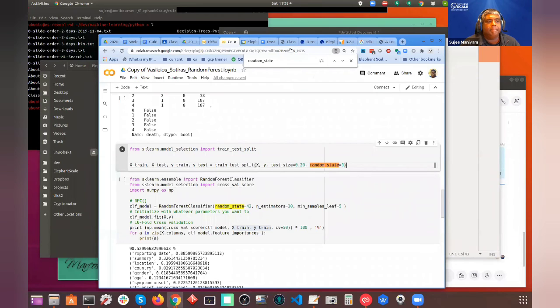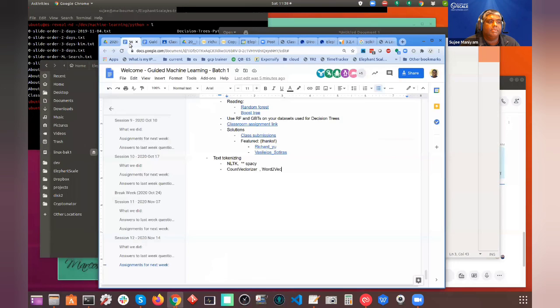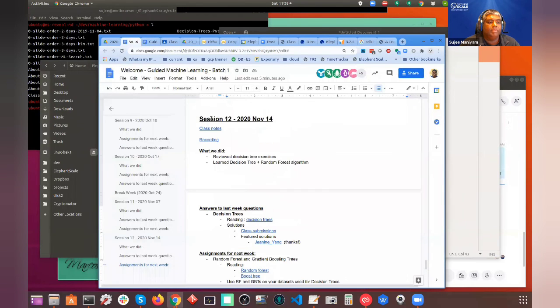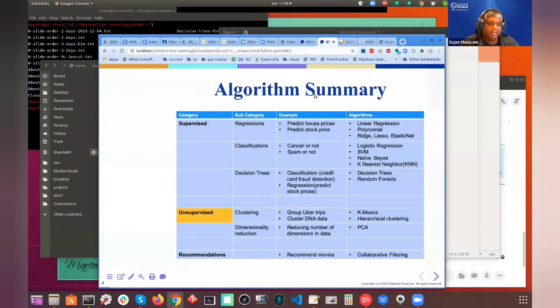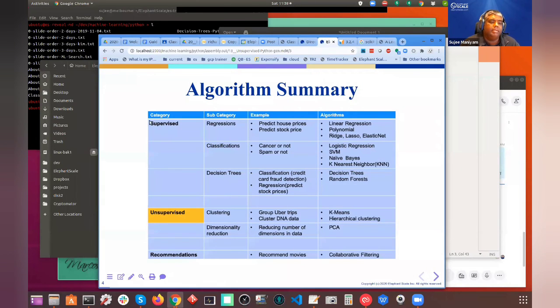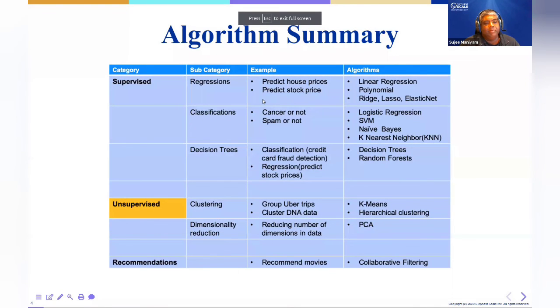Good, guys. So where are we in the overall scheme of things? We are at decision trees. So we look at our algorithm map, right? We are done with supervised algorithms. So, a little review, right? We started with regressions. Remember, just a simple linear regression, right?